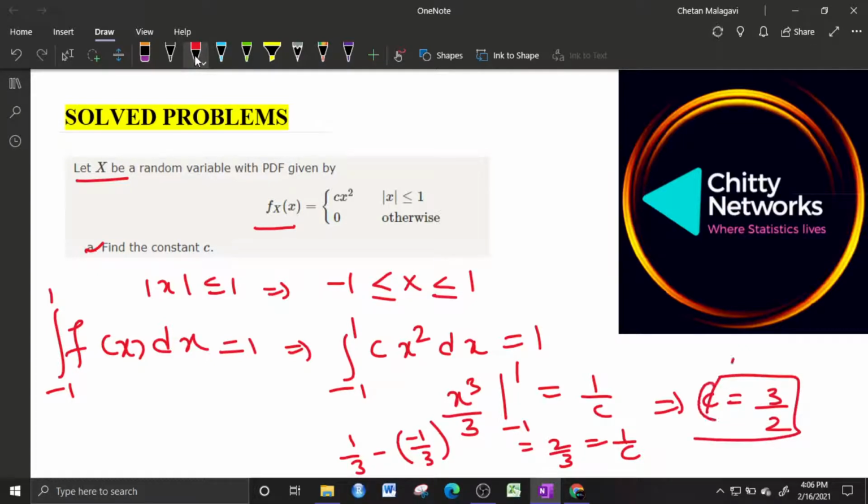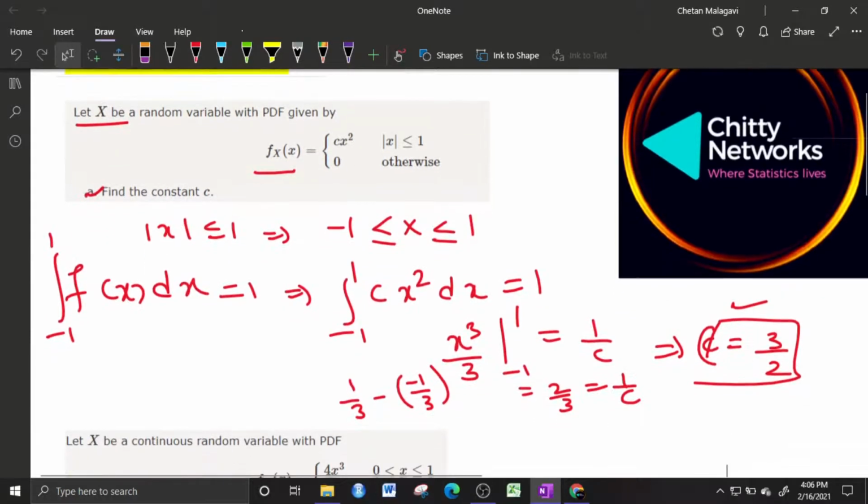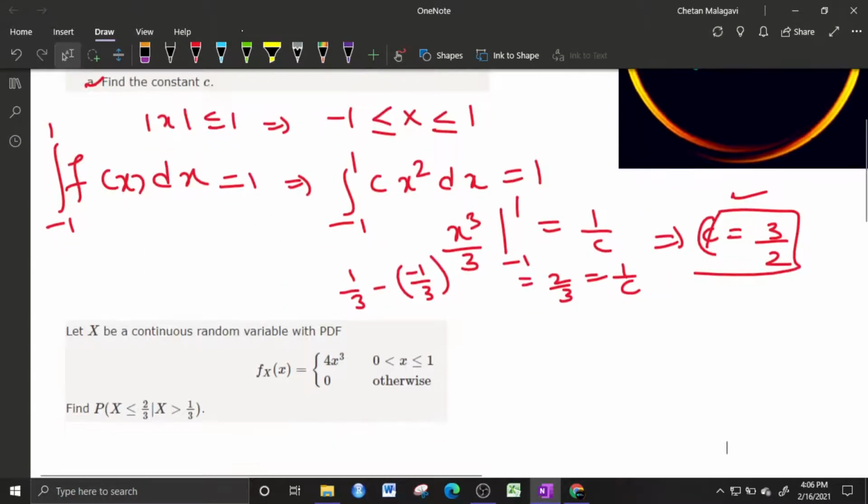So this is how you can find the value of c using a simple result. Now let us look at the next problem.